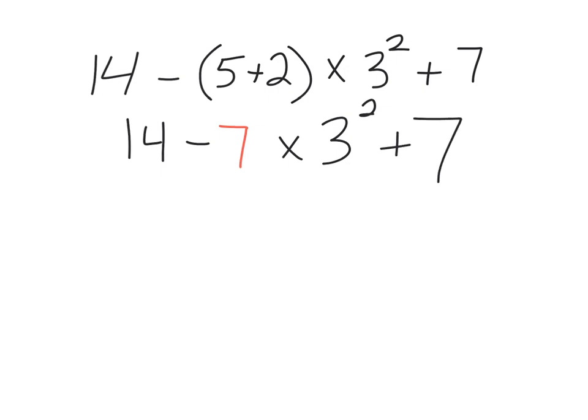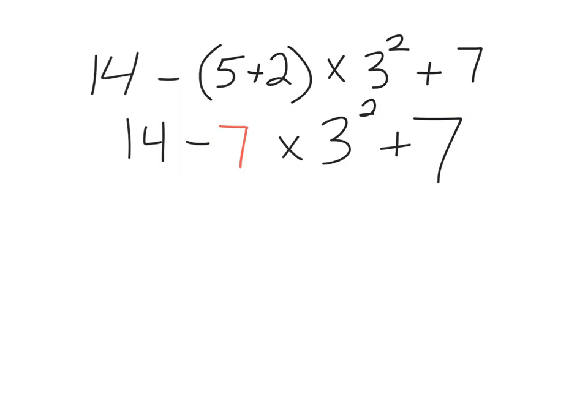So now, instead of taking 14 minus 7, which again is a temptation, I need to go to the next step. And the next step says to solve any exponents. So you will see there is an exponent there. We have 3 squared. Don't forget what exponents represent.